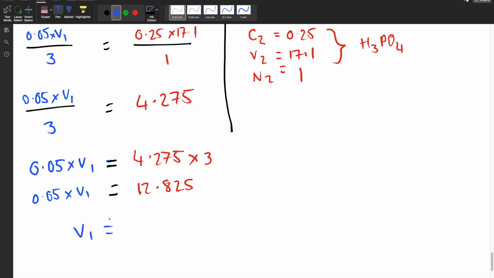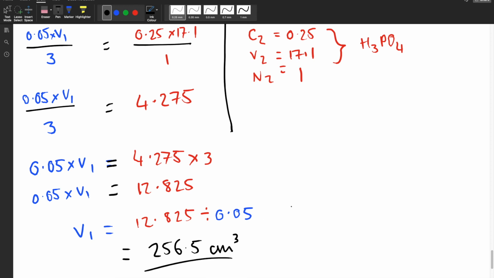V1 would be your 12.825 divided by your 0.05. Which in the end should give you 256.5 centimeters cubed. So that is 5 examples of how to do these questions.